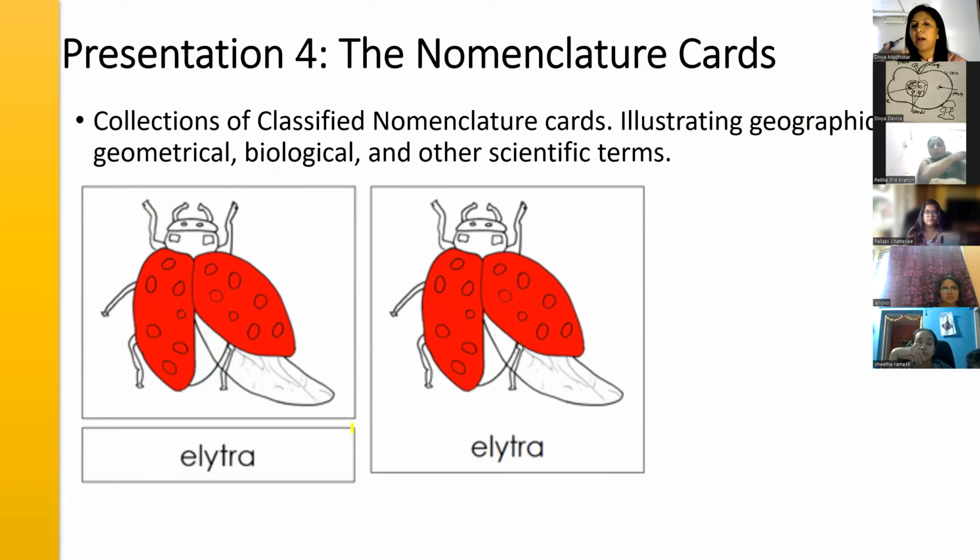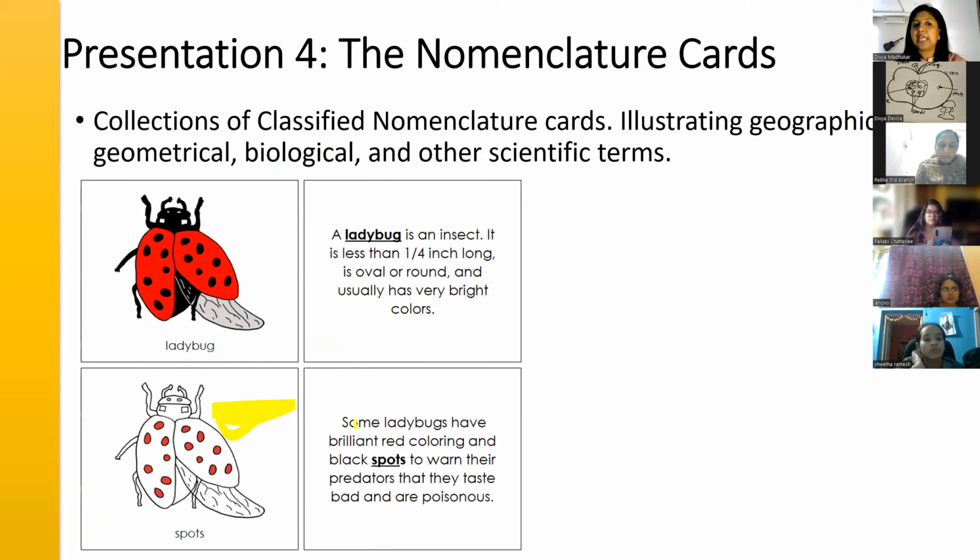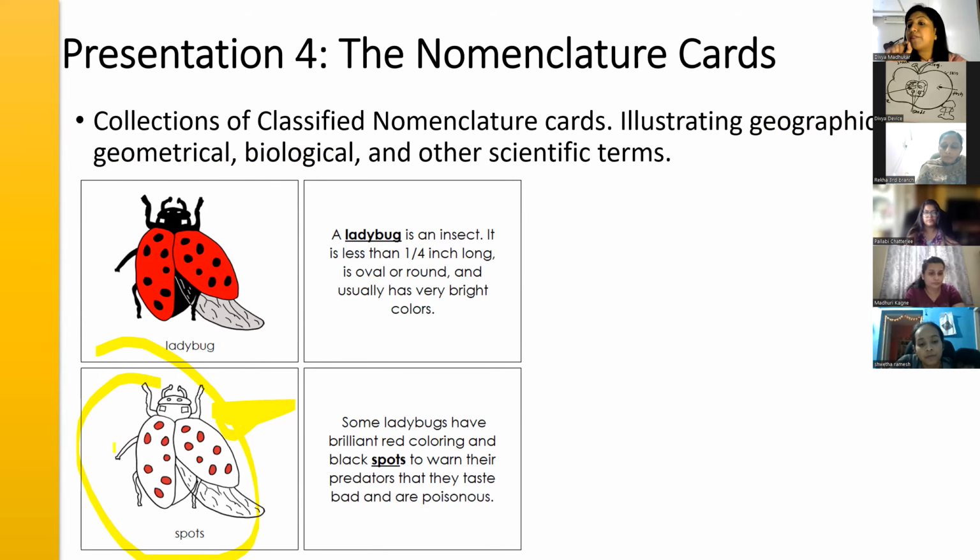Part of a bug, the upper portion which I've colored is called elytra. Next, I go and help the child to understand about the spots. Okay, children, these are the spots. Can you see the spots there? Only red color I have spotted here. Can you all see here? Only the red color has been spotted here. What is the spot? Red color. Why does the ladybug have spots?